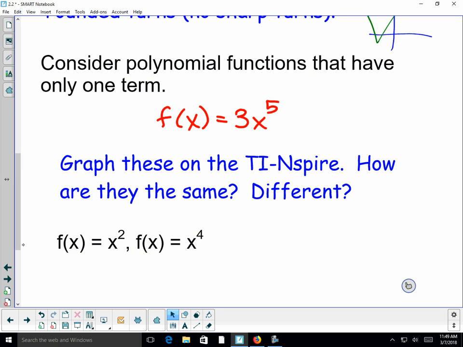So consider polynomial functions that have only one term, like f of x equaling 3x to the fifth. Graph these on the TI Nspire. Are they the same or different? If we consider polynomials that have one term only, we actually call those power functions. So I want you to graph x squared and x to the fourth.